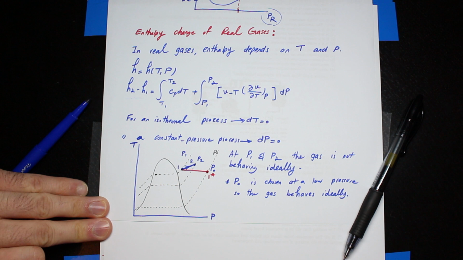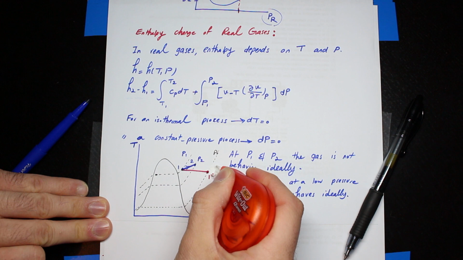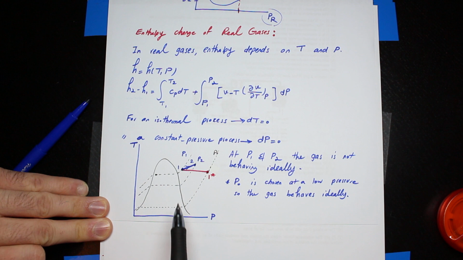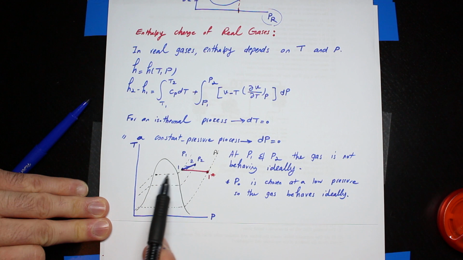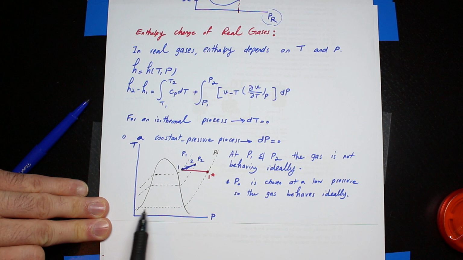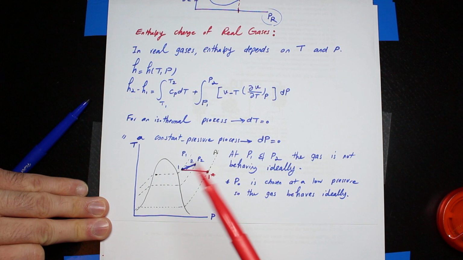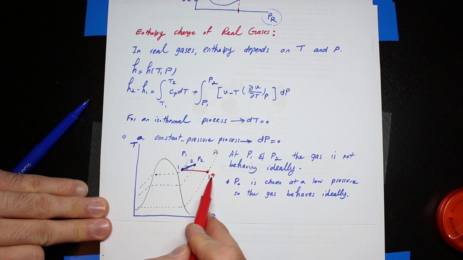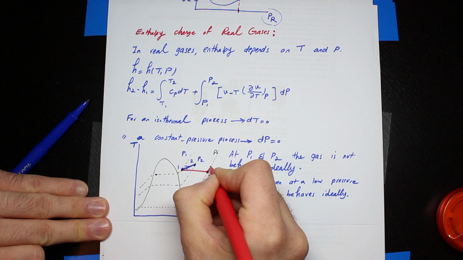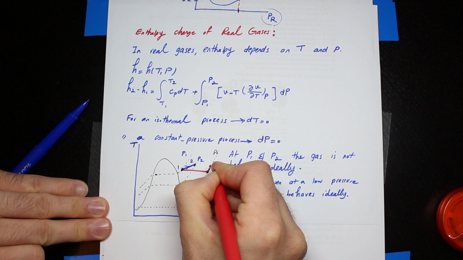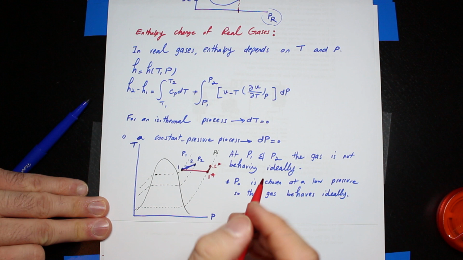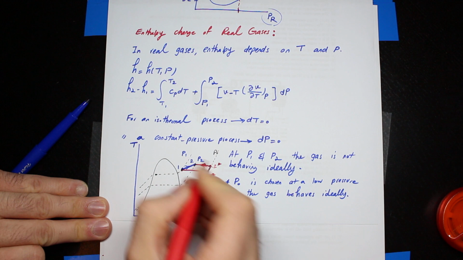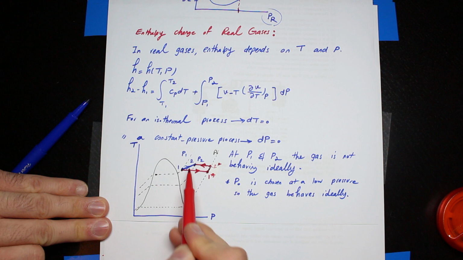Let me erase this P0 from here because I need some space. So once again, I have three constant pressure lines. The pressure of this line is P1, of this line is P2, and of this line is P0. My goal is to start from state 1 and end at state 2. Instead of following the blue line, I start from point 1, go to point 1 star, where the gas is behaving ideally. Then I go from 1 star to 2 star right here. From 1 star to 2 star, I'm at constant pressure, so dP is equal to 0. And finally, I go from 2 star to 2. So instead of the blue process, I follow three separate processes: this is the first, this is the second, and this is the third.